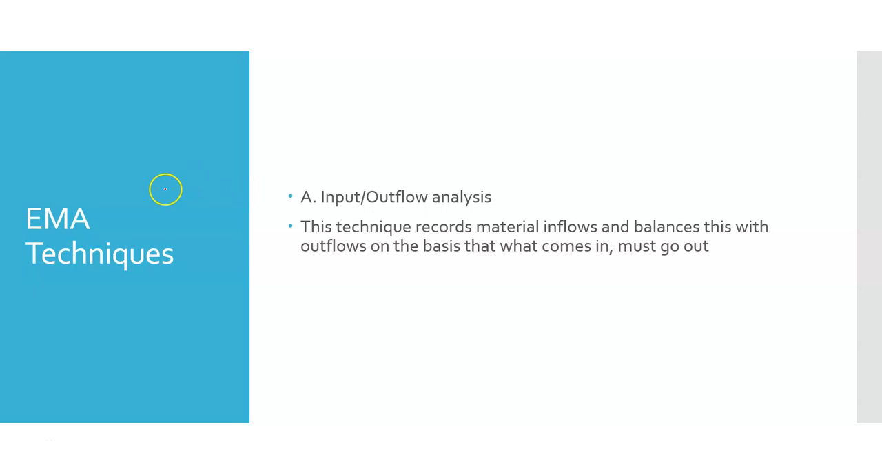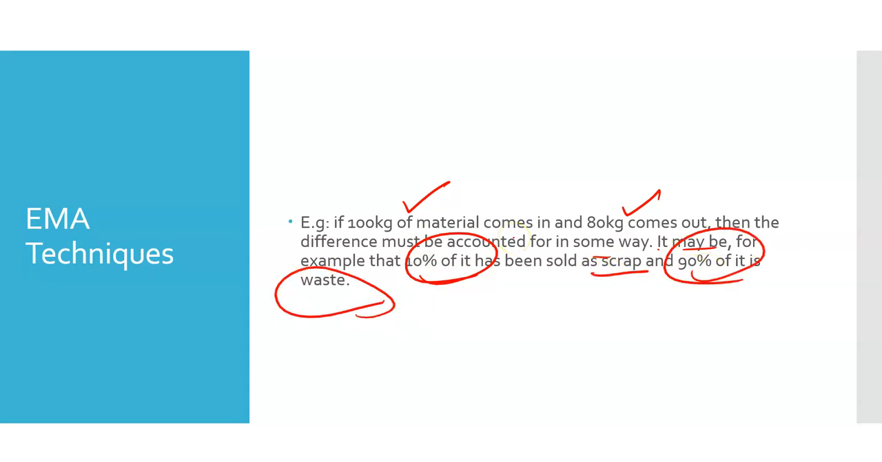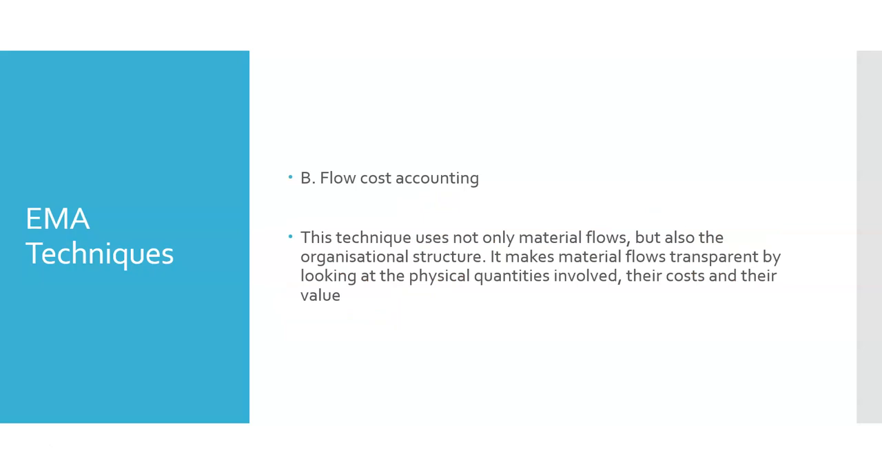But the key point here is what I've talked about, the input-outflow method. Recording material inflows and balancing them with the outflows, so looking to see what we are doing with that loss. You can see here 100 has gone in, 80 has come out, and the difference must be accounted for in some way. It may be that 10% of it has been sold as scrap and 90% of it is waste. So that's one way. And this one here is material flow cost accounting.